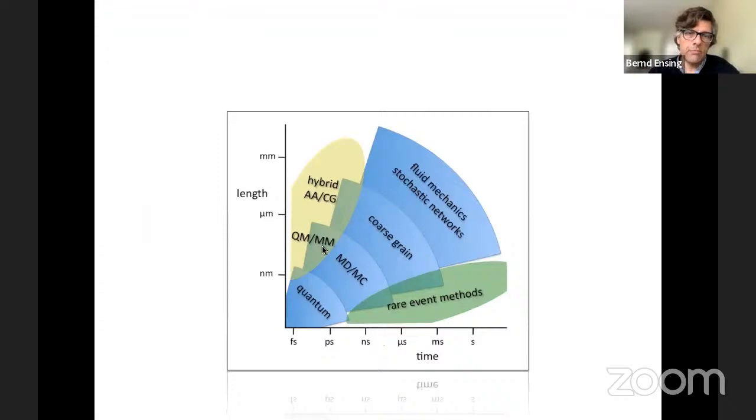So these methods can be, as I mentioned, ab initio molecular dynamics, DFT-MD, which we use a lot, or force field MD simulations, but also coarse-grained simulations or QM/MM, etc. And I'll be talking about this off-diagonal part here, the so-called rare event methods. So we want to use all these sampling methods and enhance them along this axis, the timescale axis.